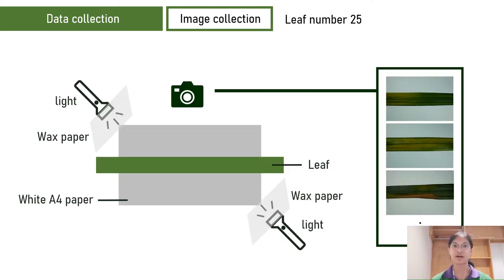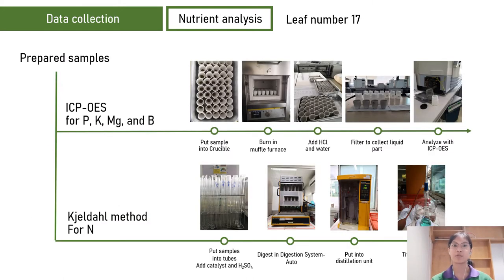For leaf number 25, we set the camera as shown and take photos of the leaves one by one on a white background. For leaf number 17, we prepared a sample and analyzed it by using two techniques. The first technique, ICP-OES, is used to find the amount of potassium, phosphorus, magnesium, and boron, and we use the other method to find the amount of nitrogen.